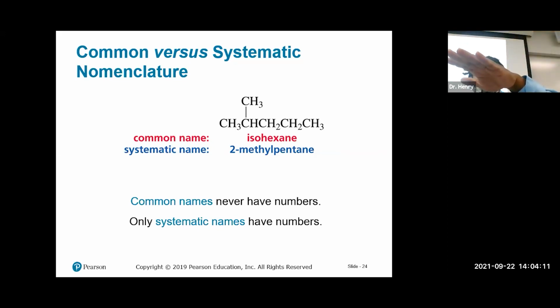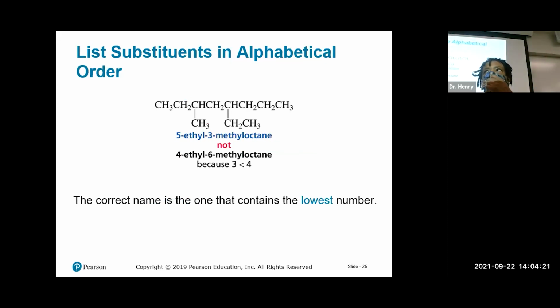Okay. So the next thing that we want to talk about is we know that we use the longest chain, right? We always identify the longest chain. We always adjust the name according to the lowest number, right? And then the last thing that we want to make sure that we realize is that we're going to be using alphabetical order, right? So you're going to name your side chains in alphabetical order. It depends on what's in your side chain.